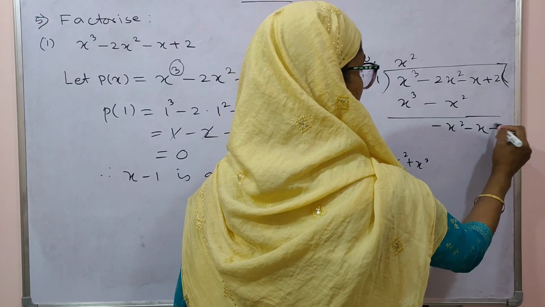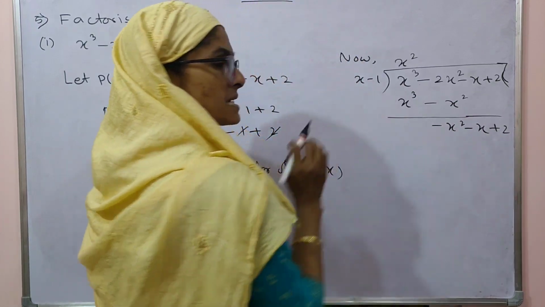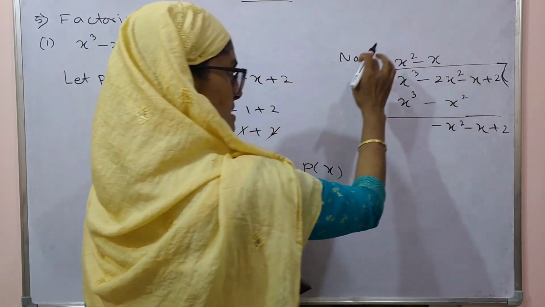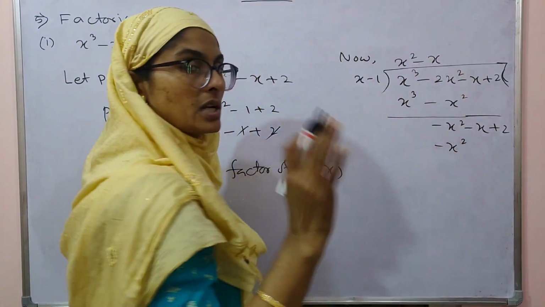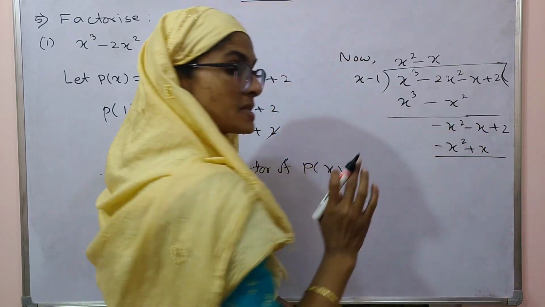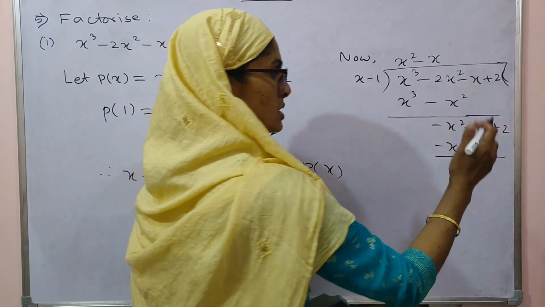Here minus x plus 2, keep the remaining the same. Here minus x square, but here x, so you have to multiply by minus x. Minus x into x you will get minus x square. Minus x into minus 1 you will get plus x. Now subtract this, same symbol cancel. Here minus x, again minus plus x, so you get minus x.